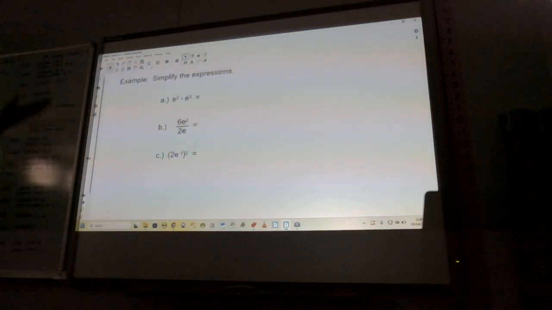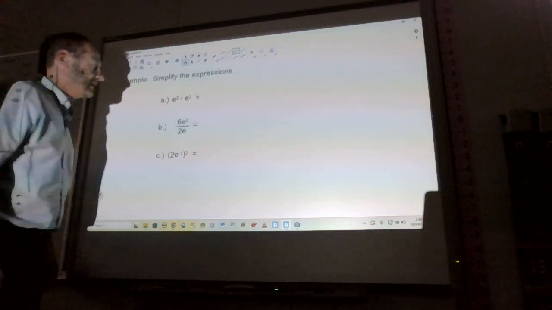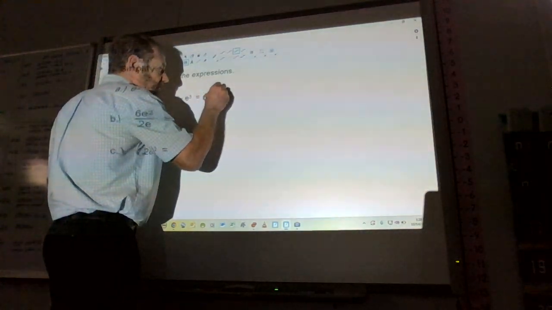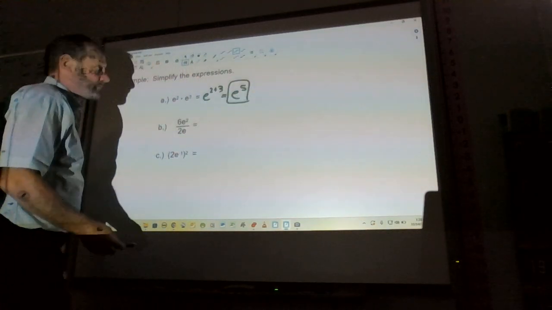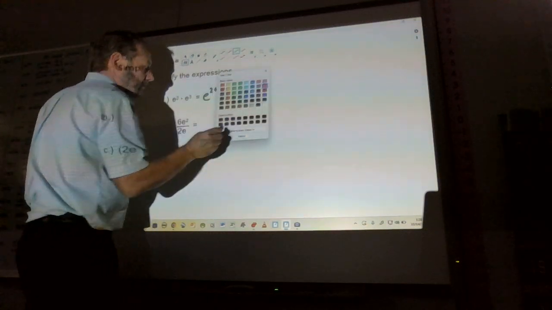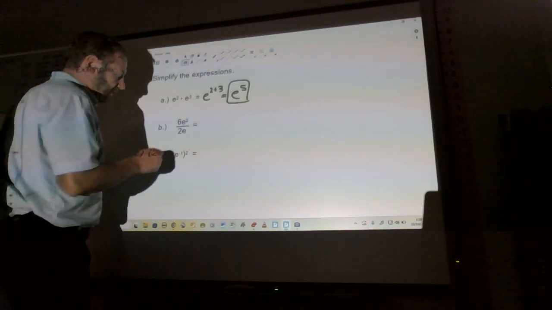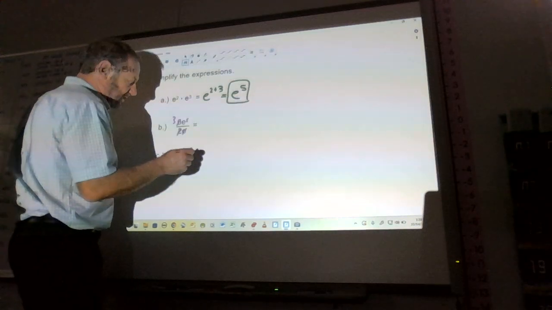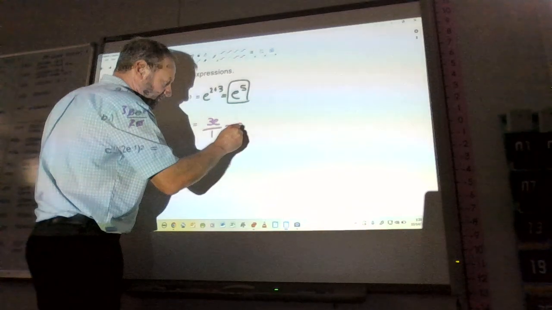Okay, so let's simplify some expressions. The power rules that we've had before all still work for e. e to the second plus e to the third is e to the 2 plus 3 power, which is e to the fifth. And then 6e to the second divided by 2e. Well, the 2 is going to cancel with the 6 and leave you with 3, and the e is going to cancel one of the e's. So this is going to be 3e over 1, which is just 3e.